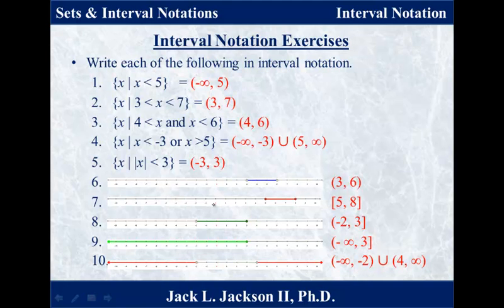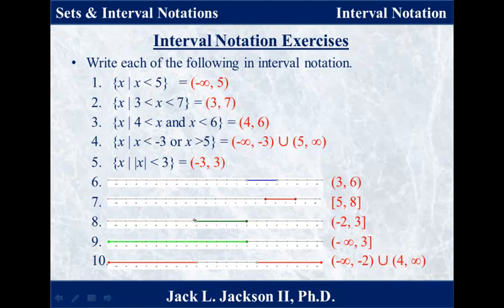Okay, then let's count here. 0, 1, 2, 3, 4, 5. So that's 5, 6, 7, 8. So that's between 5 and 8. And this one has solid endpoints, so we include 5 and 8. So it's bracket 5, comma 8, bracket.